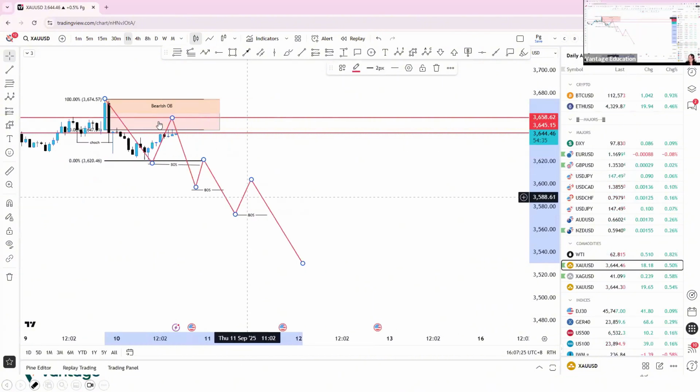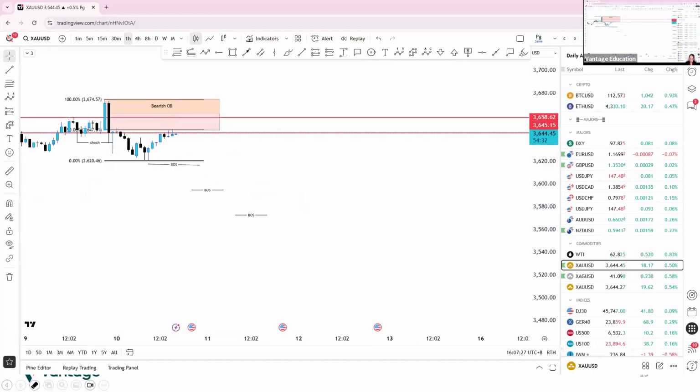So this is our sell zone. Okay, I marked it for you guys already. Sell zone there.